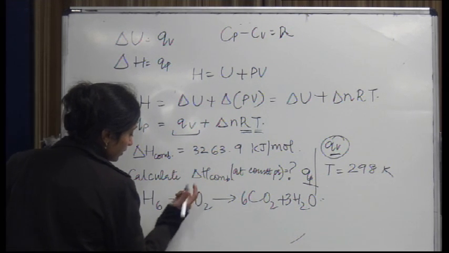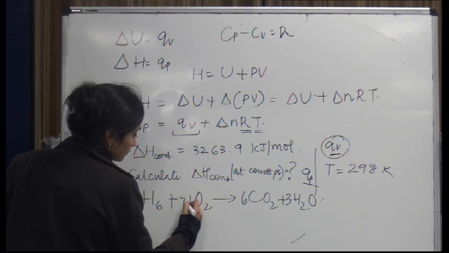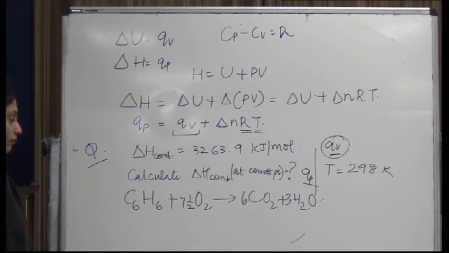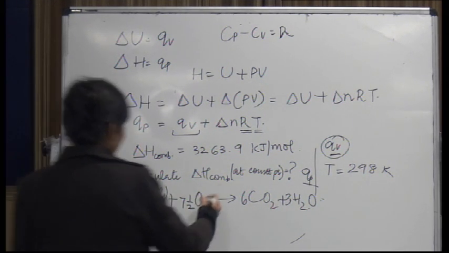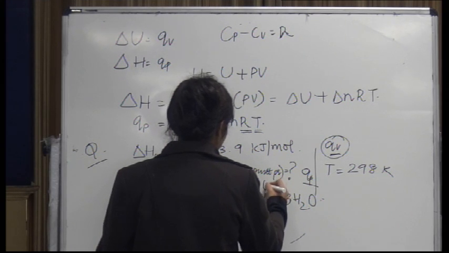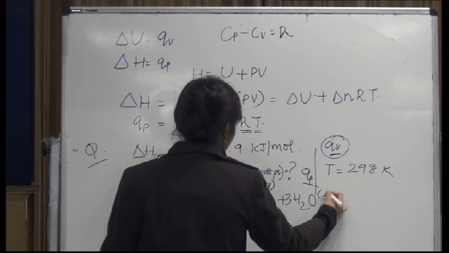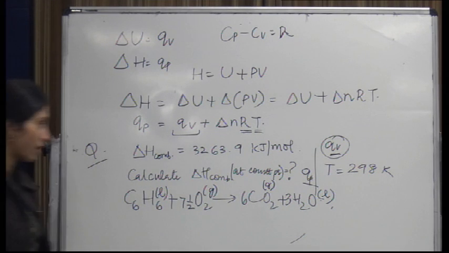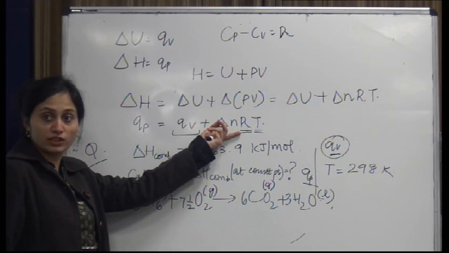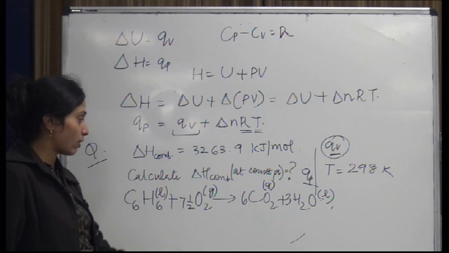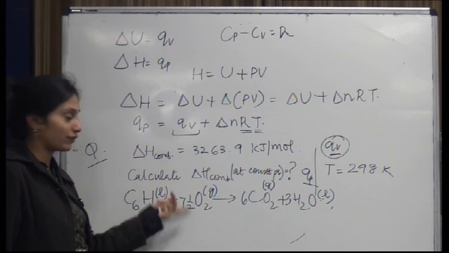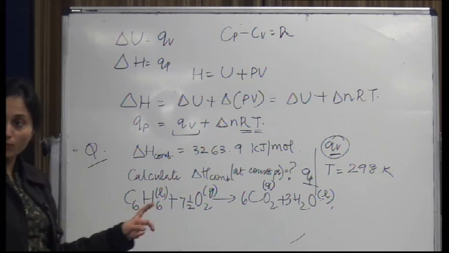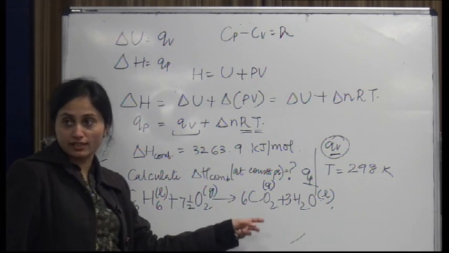This can also be written as... so what will be your delta N? Remember, in this case your benzene is liquid, your oxygen is gas, carbon dioxide is gas, and water is again liquid. And what is the change in the number of moles? The change in the number of moles is for the gaseous molecules. So it will be 6 minus 7.5 or 6 minus 15/2. That will be negative only because 7.5 is greater than 6.